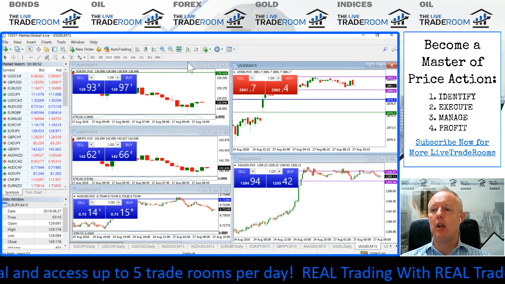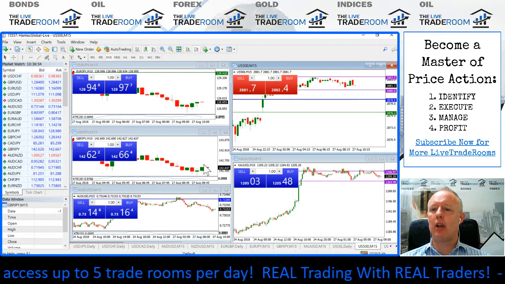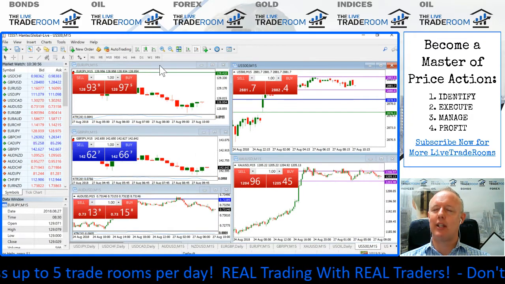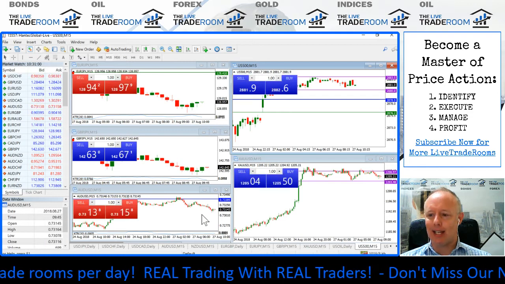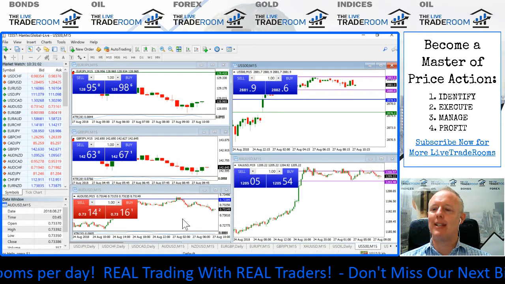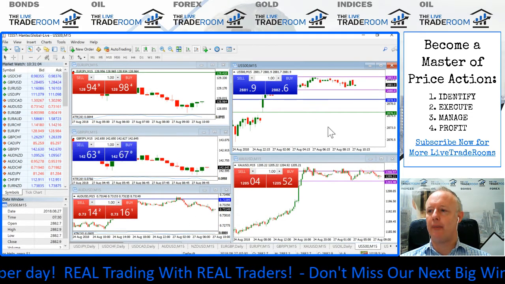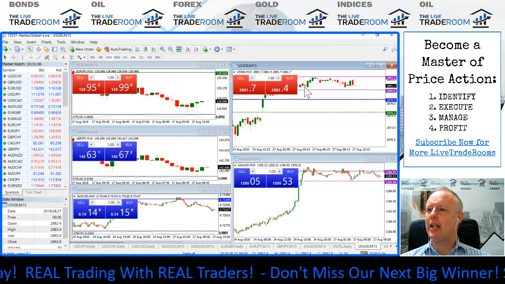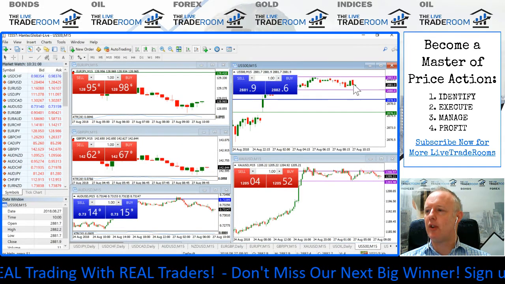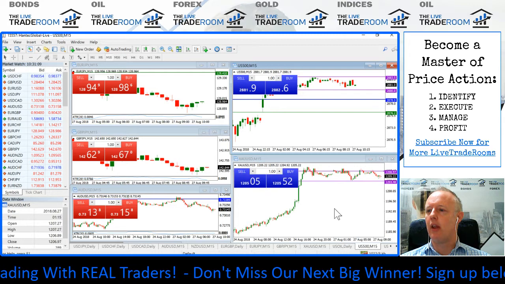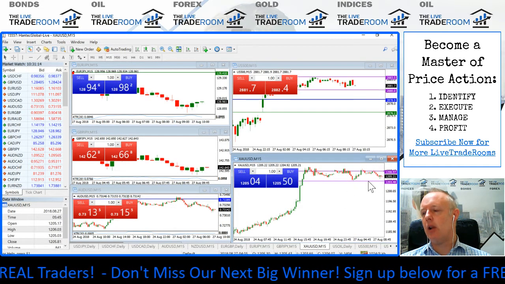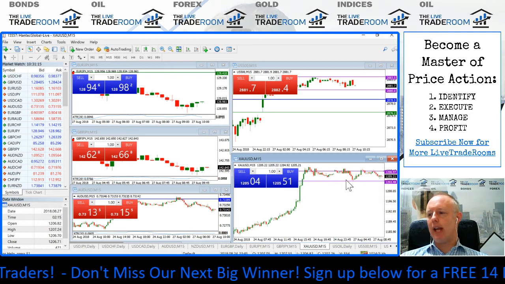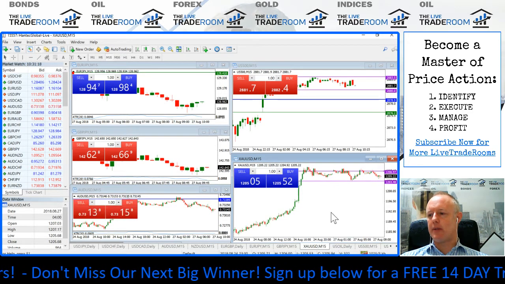So for us, we're looking for opportunities to sell the euro dollar, sell the euro yen, sell the pound yen, and as things currently stand, looking for an opportunity to sell the Aussie dollar as well. In addition to that, we're looking for S&P strength, US 500 strength, and the gold market potentially looking to sell off if we get a little bit of a break beneath these lows.